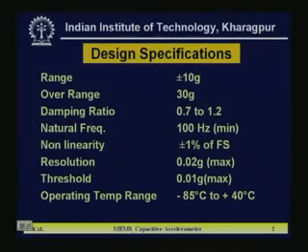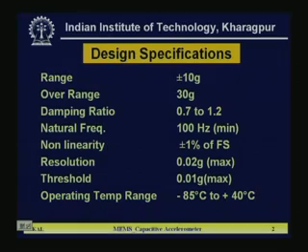Now, the design specifications of that accelerometer: the range is plus minus 10 G, over range is 30 G, that means up to 30 G there is no destruction of the device, it should withstand. Damping ratio is 0.7 to 1.2, natural frequency is 100 hertz, nonlinearity plus minus 1% full scale, resolution 0.02 G maximum and threshold is 0.01 G maximum. Operating temperature range is minus 85 to plus 40 degree C.